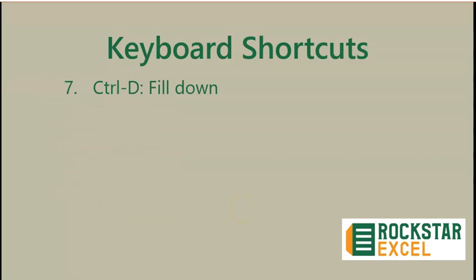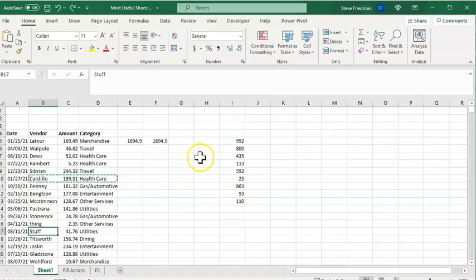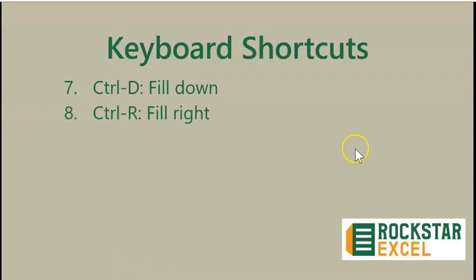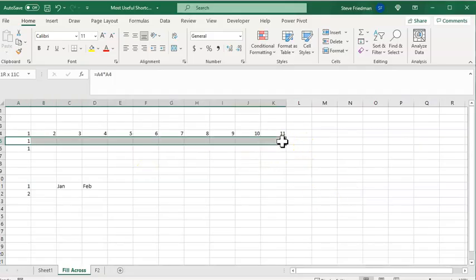Ctrl-D fills across highlighted cells, which replicates the formula or hard-coded value you've input. Ctrl-R does the same, only it fills to the right.